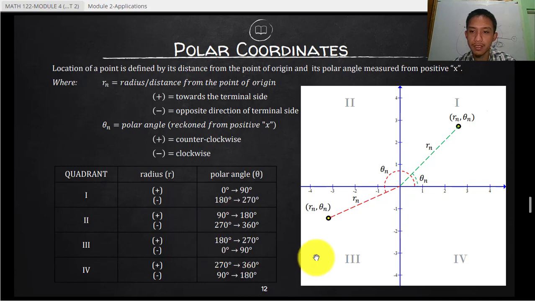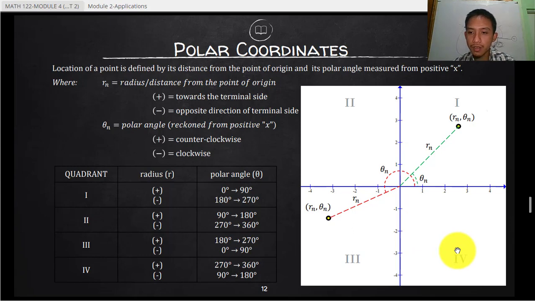Okay, this is just the summary. Again, let's say quadrant 4. When do we have a point on quadrant 4? If you have an angle of 270 to 360 and a positive radius, of course, you will have your point here.